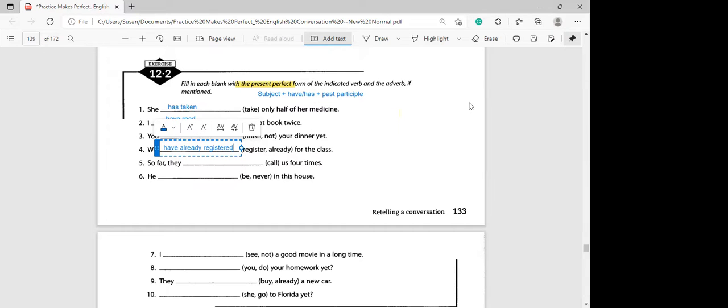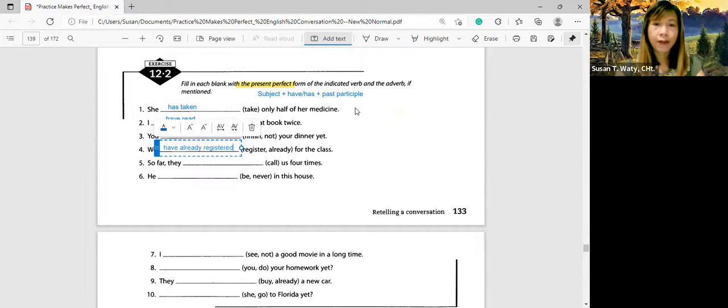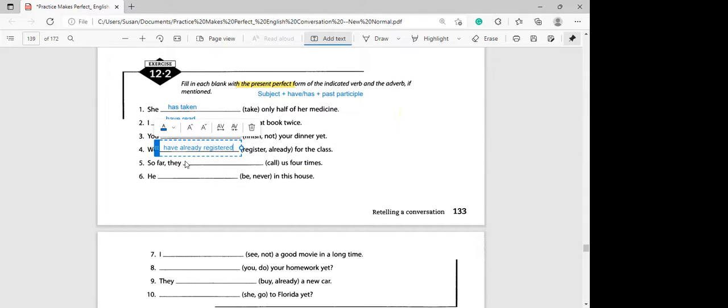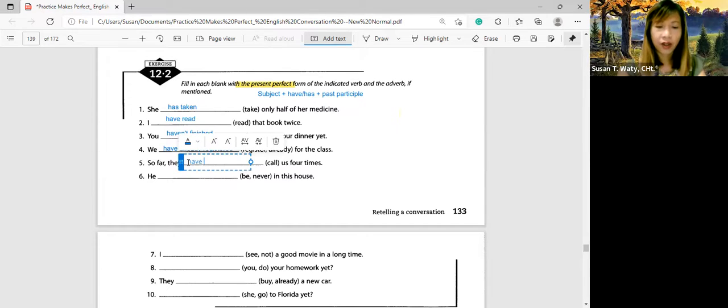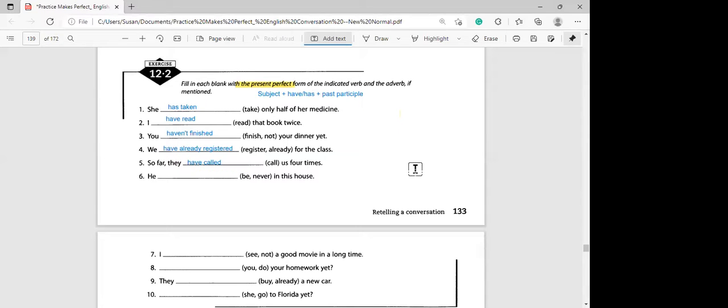Next, number five. So far, they, blah blah blah, call us four times. I'll have Lily try number five. So far, they have called us four times. They have called, they've called us four times. Called with the ed. Okay, perfect. Thank you.